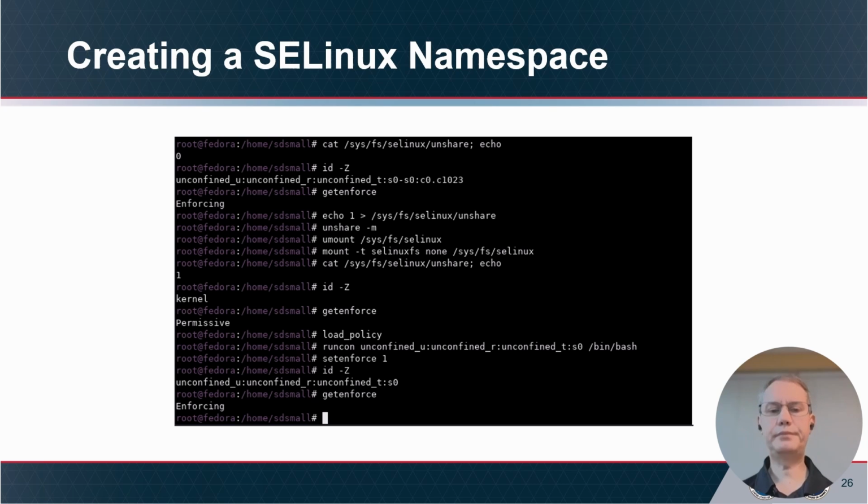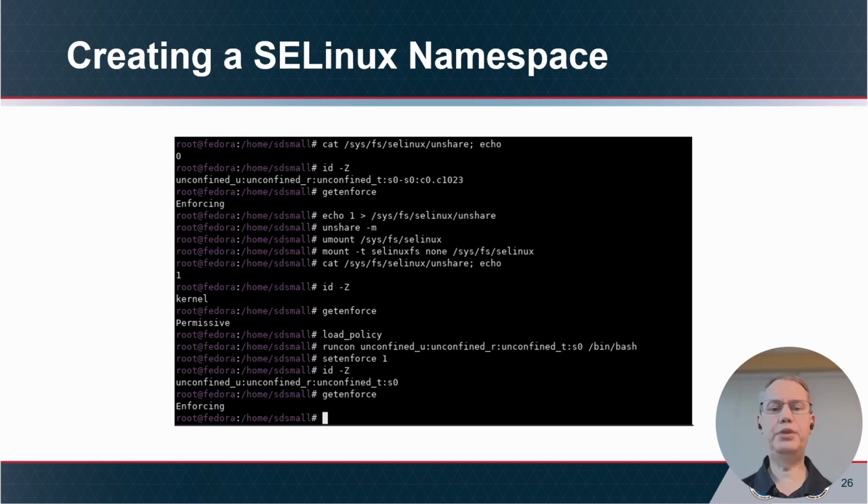At this point, we can see by catting the unshare node that we are actually operating in an unshared namespace. And if we check our current process context, we can see it's been reset to simply the kernel value that's returned by SELinux when there's not yet any policy loaded and we're still operating in the initial SID. We also see that in the child namespace, we are currently permissive.